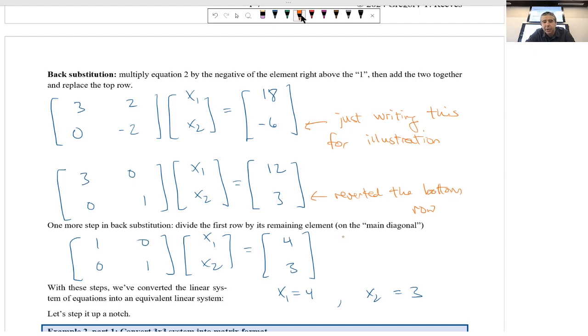This, by the way, is what's known as reduced row echelon form. How do you spell echelon? Does it have an S? Maybe. Okay, reduced row echelon form.